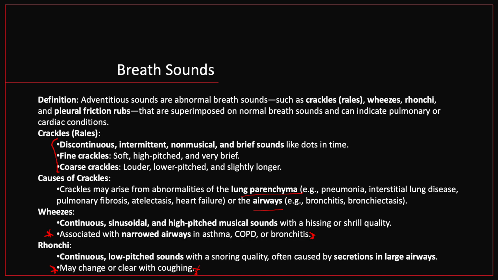All right, so when we start talking about adventitious breath sounds, they're abnormal breath sounds such as crackles or rales, wheezes, rhonchi, and pleural friction rubs, that are superimposed on normal breath sounds. These can indicate pulmonary or cardiac conditions. So crackles or rales are discontinuous, intermittent, non-musical, and brief sounds, like dots in time, okay?